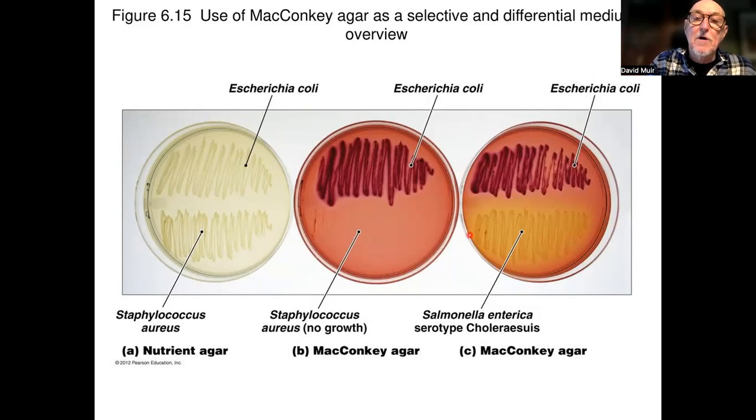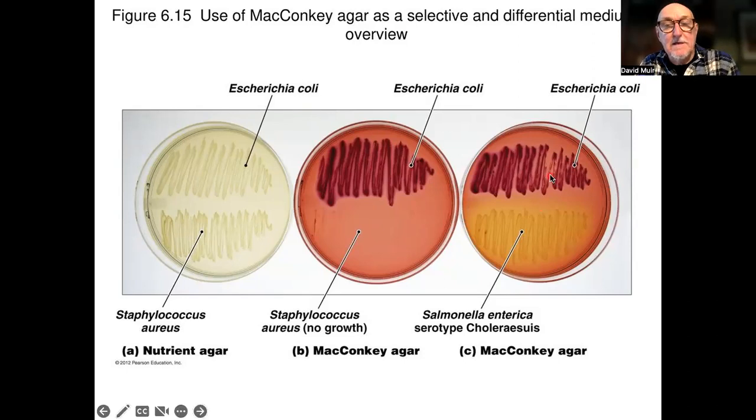So here's MacConkey's agar, and here's the first experiment they've done. Here's Escherichia coli, and E. coli will ferment lactose, and it turns this deep purple color here because it ferments lactose. If we try to grow Staphylococcus, it fails to grow. It is gram-positive, and it is inhibited by the bile salts.